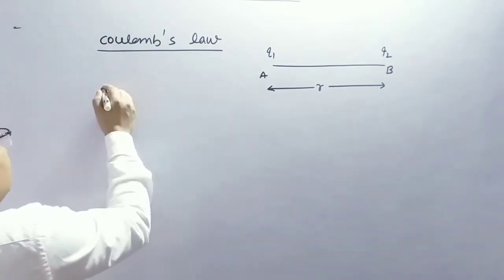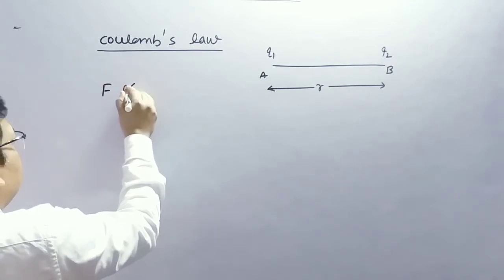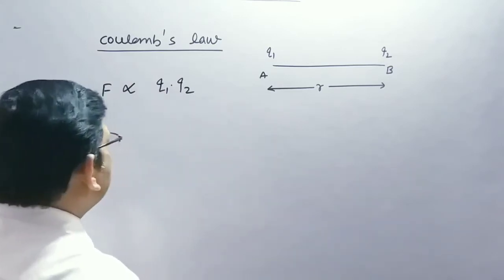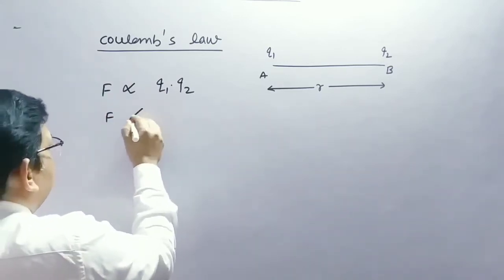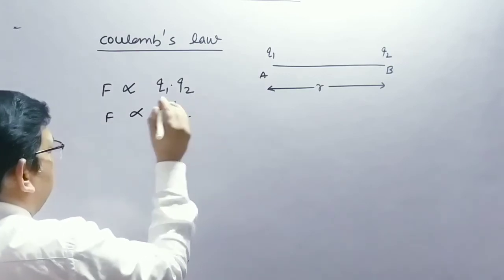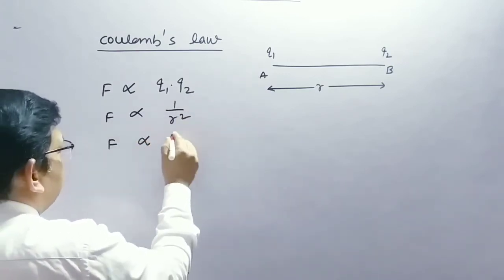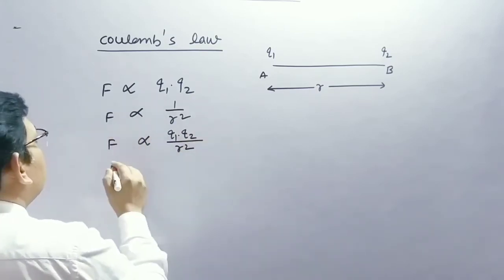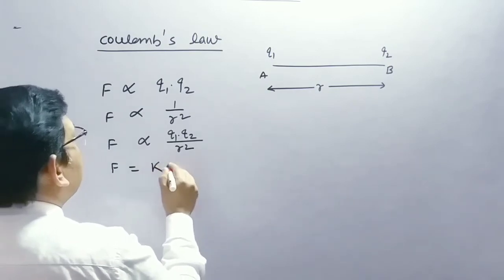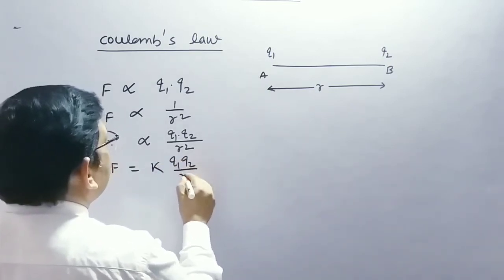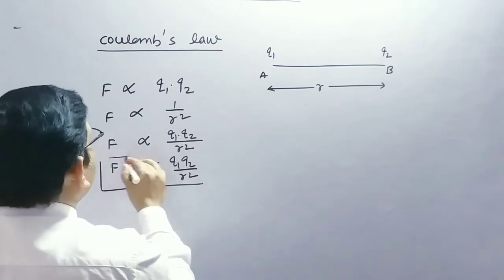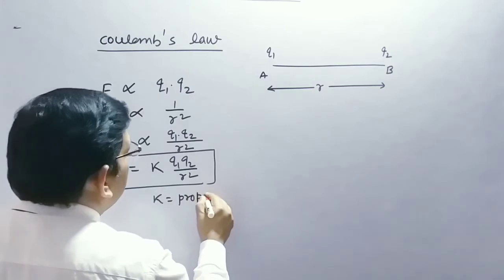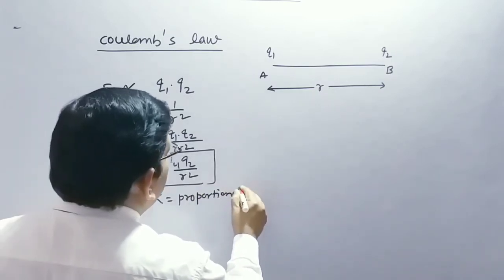Mathematically, if F is the force of attraction or repulsion, F is directly proportional to the product of the magnitude of the two charges, Q1 and Q2. F is inversely proportional to 1 by R square. Combining these two relations, we have F proportional to Q1 Q2 by R square. Now to remove this proportionality, we are putting a constant here, where K is a constant called the proportionality constant.